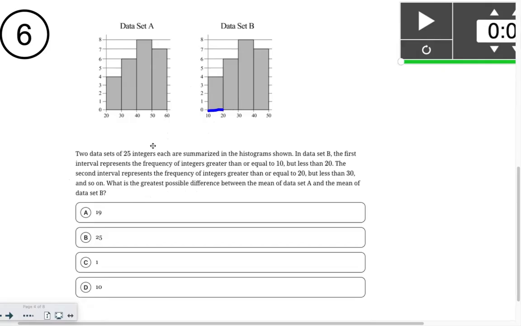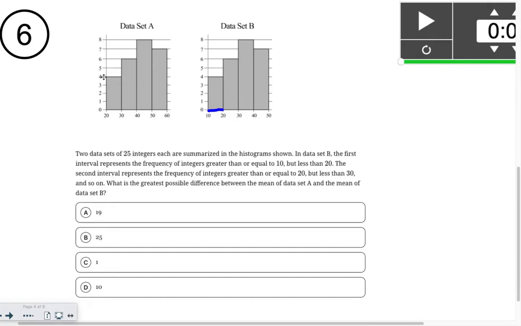So I'm trying to think of, all right. If we want the greatest possible difference between the means, clearly data set A is going to have a larger mean, because all the numbers are bigger. If I want the largest difference, I want to make data set A as big as possible and data set B as small as possible.